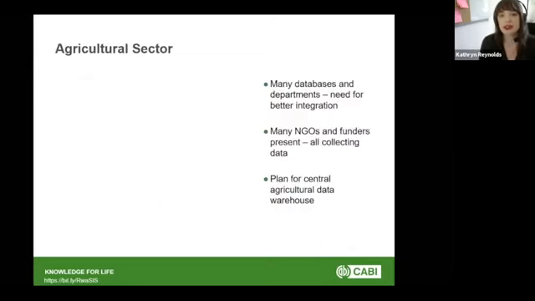There does seem to be a plan for a centralized data warehouse. That would be the AIS, the Smart Agriculture Information Service, and it seems to want to integrate these different databases. And whether RwaSIS will feed into that, again, it's good to hear thoughts. Next slide, please.